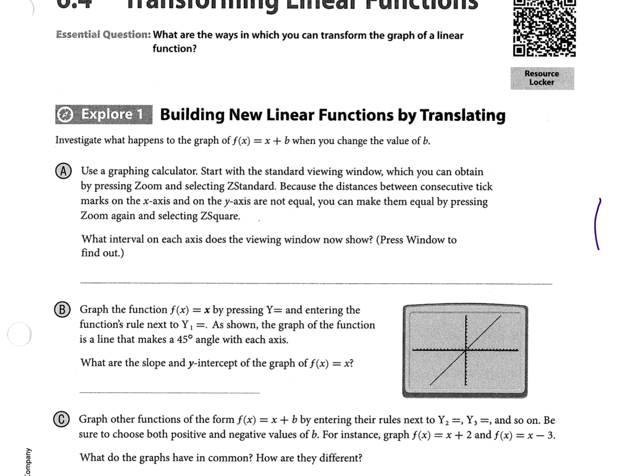I am using the app, so when you hit window, it will show you that the x goes from negative 16.1 approximately to positive 16.1. And the y values go from negative 10 to 10.